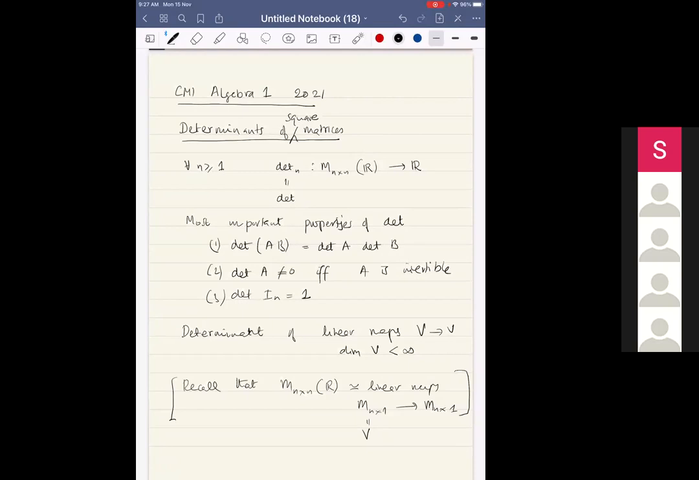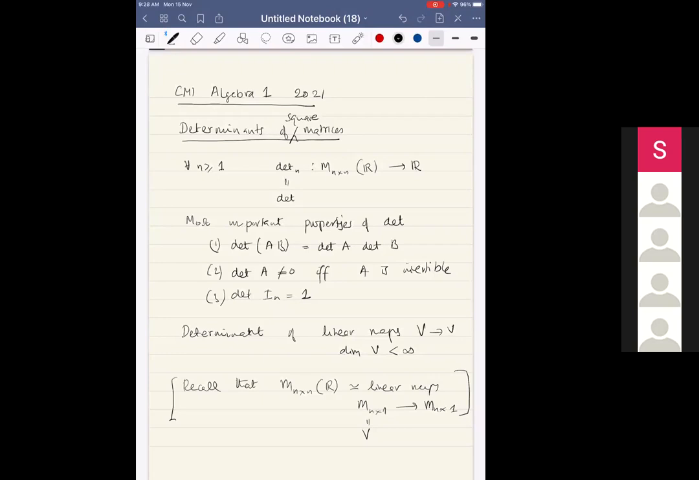In my exposition, I start by recalling that we have defined these various determinant functions from the space of n by n matrices to R. If you fix n, you can just think of it as one function for the moment. It has many properties, but the most important is that it's multiplicative: if you take the product of two matrices, the determinants multiply. The determinant of a matrix is non-zero if and only if the matrix is invertible, and the determinant of the identity matrix is 1.